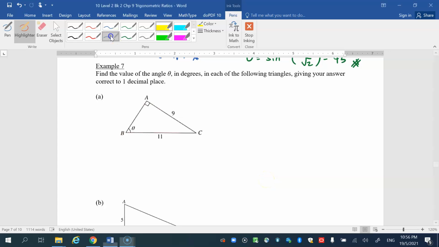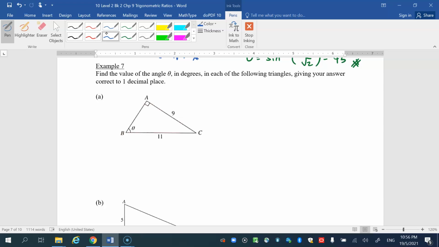Hello everybody, let's continue with example 7. So the question says find the value of the angle theta in degrees in each of the following triangles, giving your answer correct to 1 decimal place. Okay, angles are always by default to 1 decimal place. If the question says to 2 decimal places or 3 decimal places, then you follow. But anyway, in this question it's 1 decimal place.